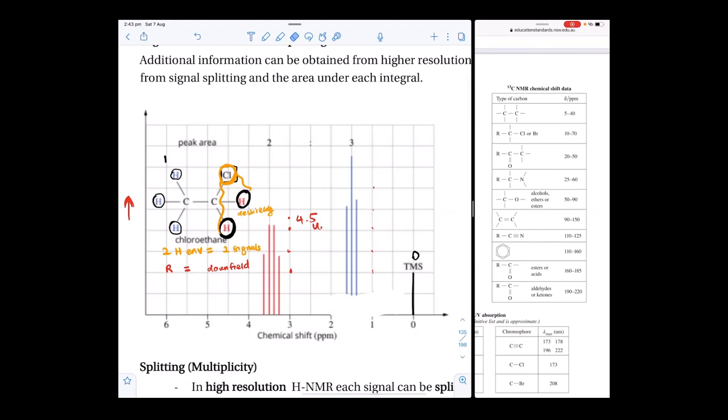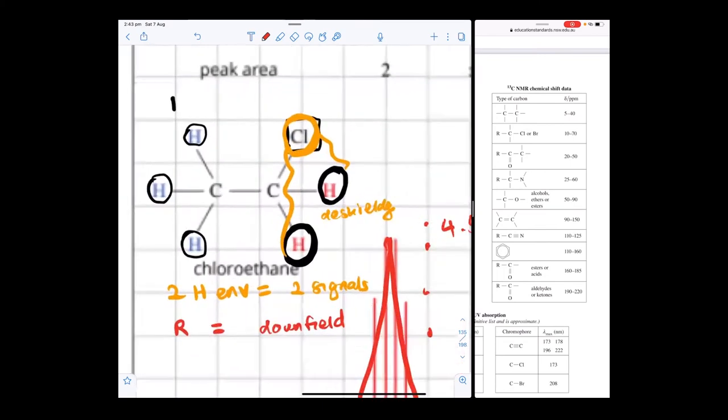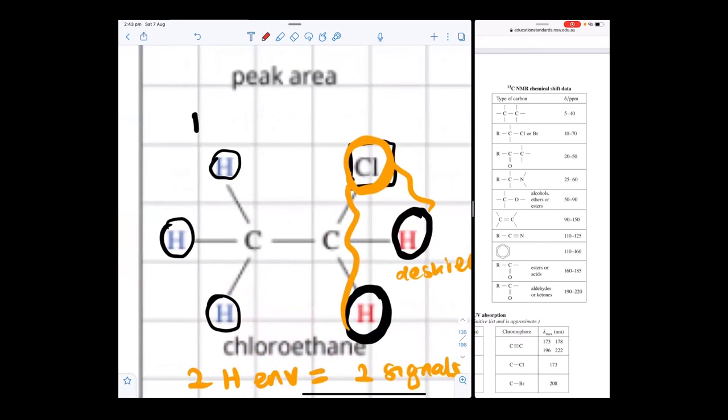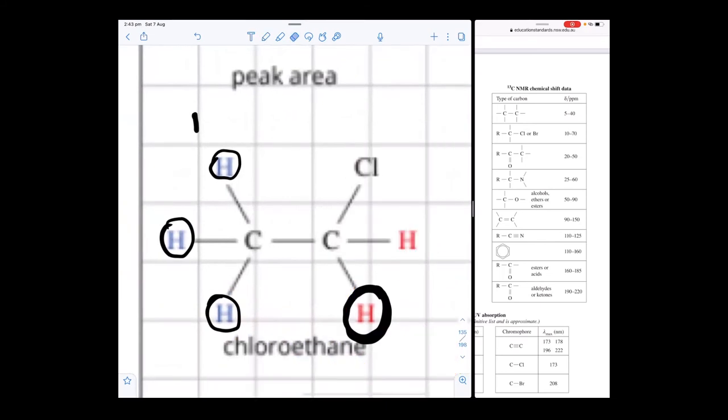Now, splitting follows this principle called the N plus one rule. What this means is, right, let's look at a signal. So this is a red hydrogen environment. This is a blue hydrogen environment. Okay, let's have a look at that red hydrogen environment. Now, what I want you all to do is, I'm going to rub all this out. Look at the red hydrogen environment. How many hydrogens are attached to the adjacent hydrogen environment? How many hydrogens do we see?